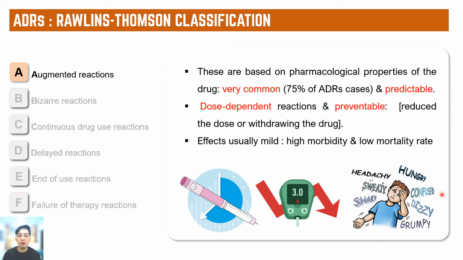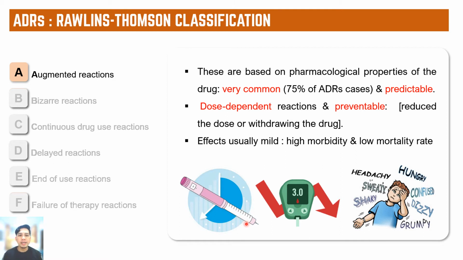An example is hypoglycemia due to insulin administration. As you know, for those who are type 1 diabetic or uncontrolled type 2 diabetic patients who are taking insulin as part of the treatment regime, it is supposed to reduce their blood glucose level to the normal targeted level, which is 4 to 6 millimole per liter.